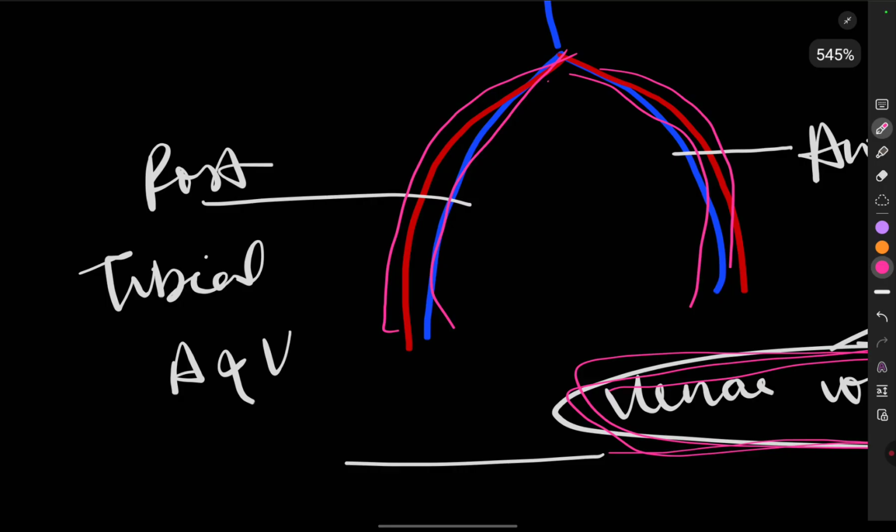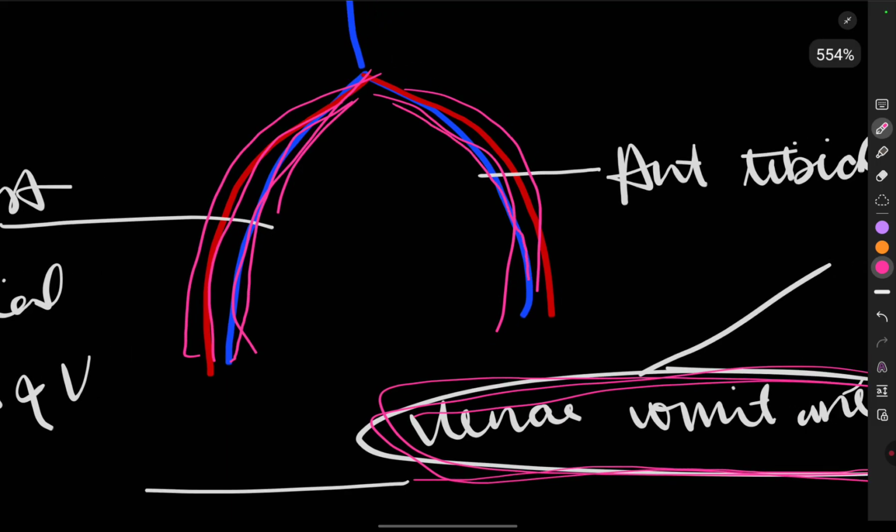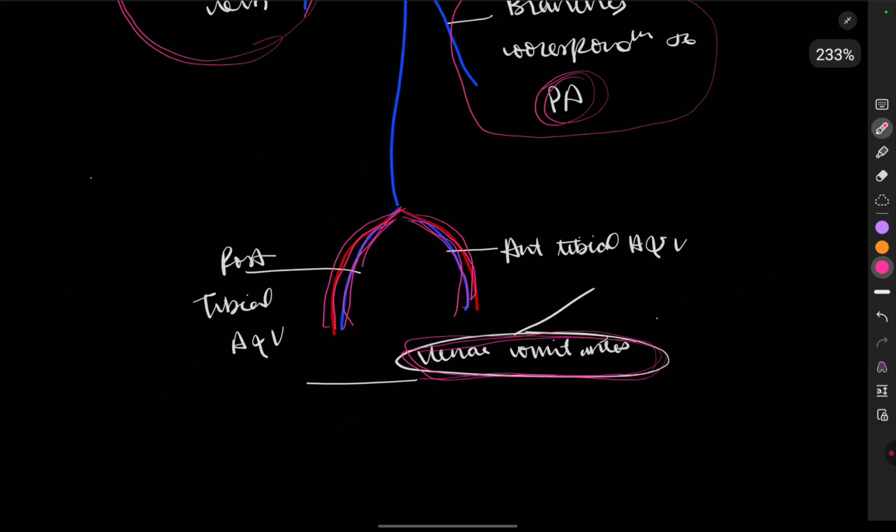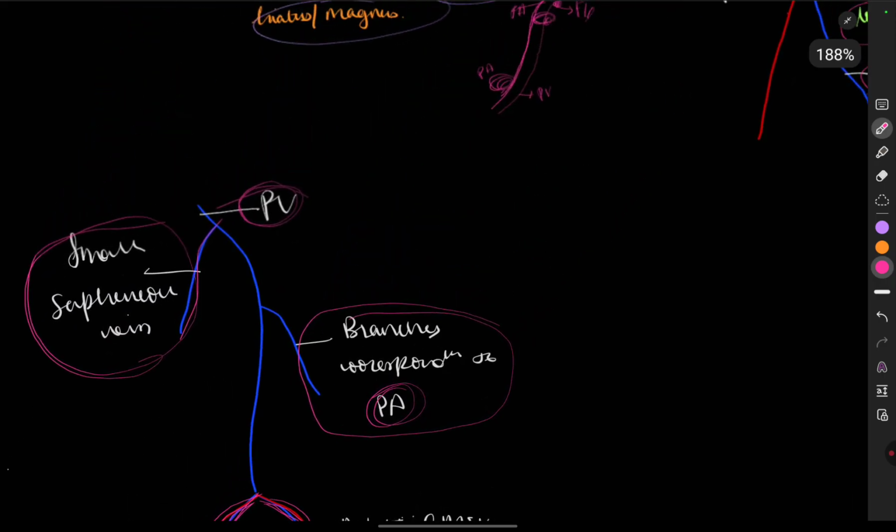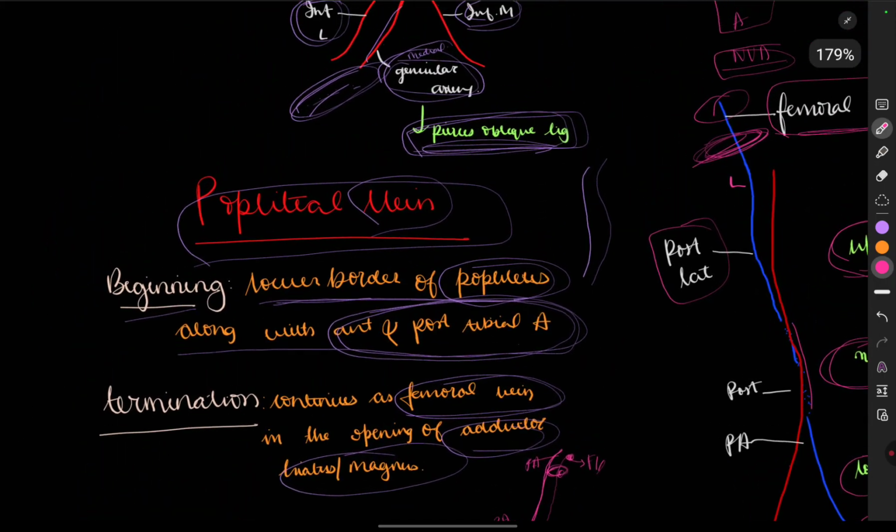So see, this is the posterior tibial vein and this is the posterior tibial artery. This is the anterior tibial vein, and this is the anterior tibial artery. So it is called venae comitantes. So this is about the popliteal vein.